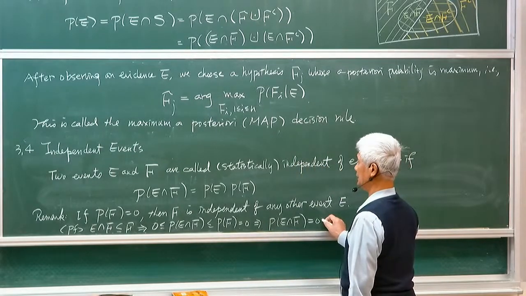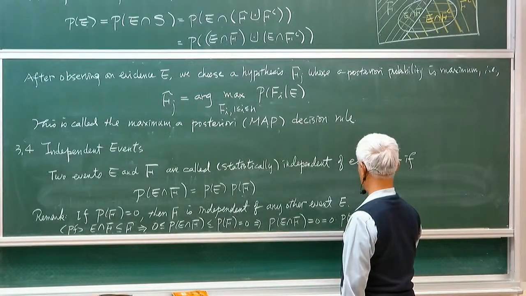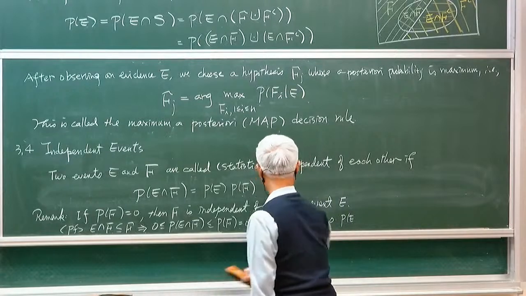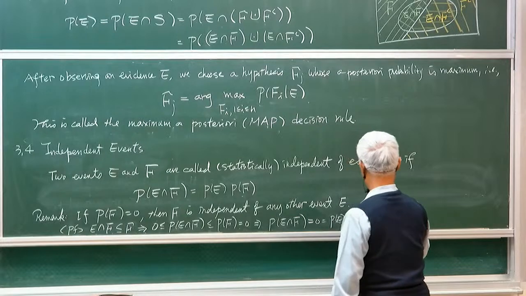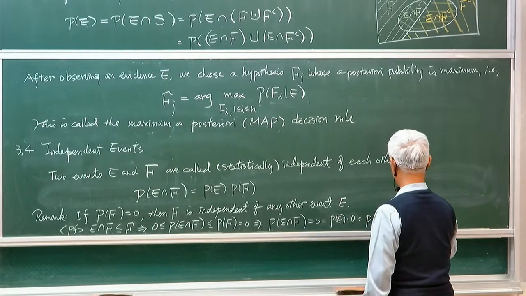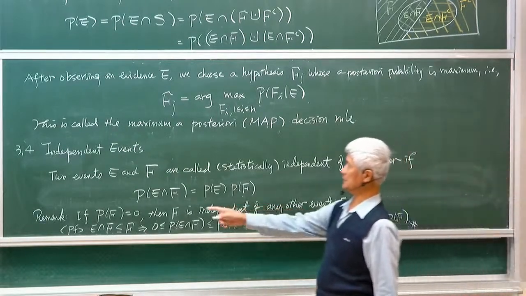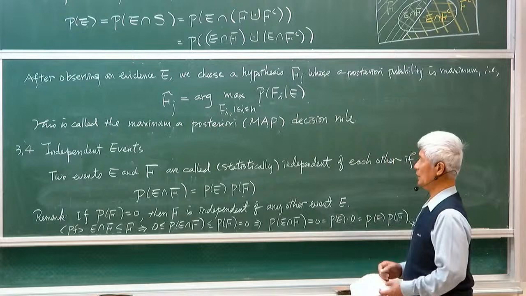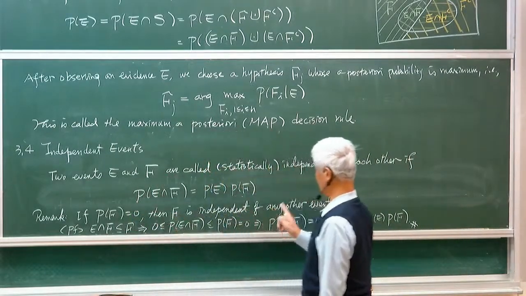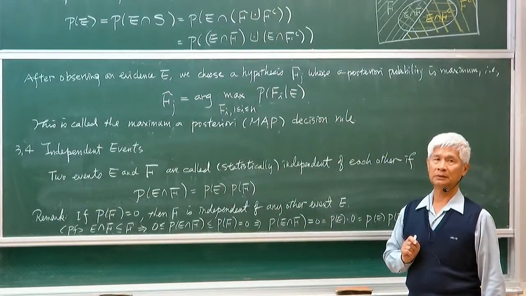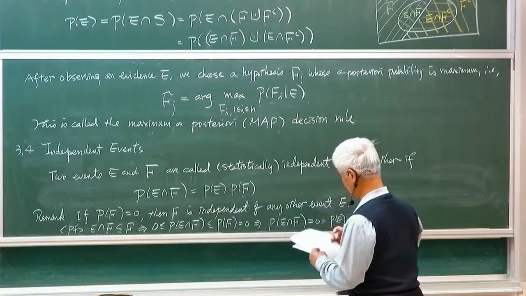And because it's 0, this is 0 times the probability of E, which is the probability of E times 0. And so this is the probability of E times the probability of F, because the probability of F is 0. All right, so if an event F has 0 probability, then this event will be independent of any other event, by our definition.